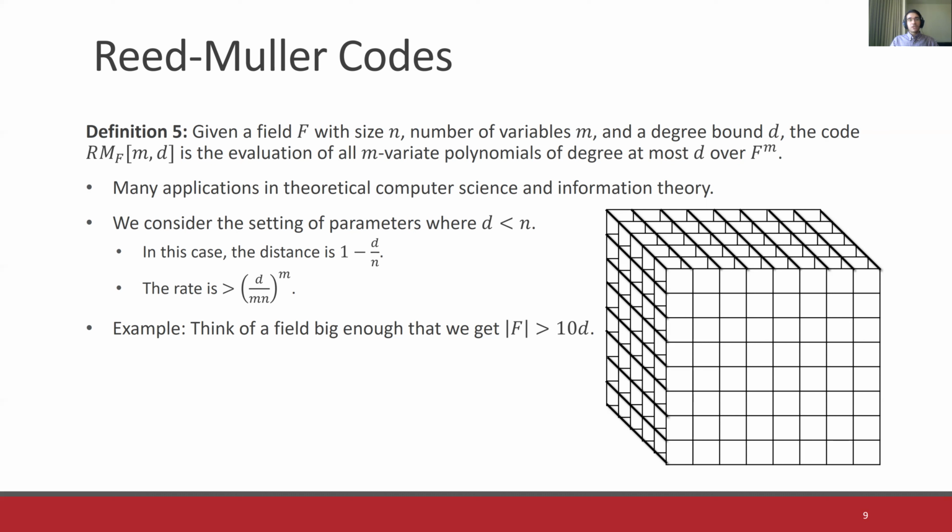Reed-Muller codes have many applications in theoretical computer science and in information theory. And here we just consider the setting of parameters where the degree bound d is less than n. And it is widely known that in this case, the distance is 1 minus d over n, and the rate is greater than (d over m) to the power m over n to the power m. For example, we can think of a field big enough such that the size of the field F is greater than 10 times d.